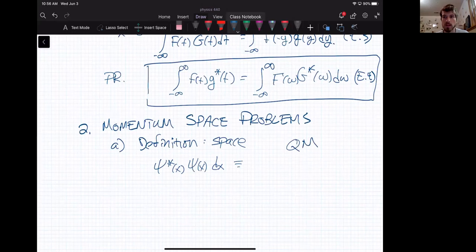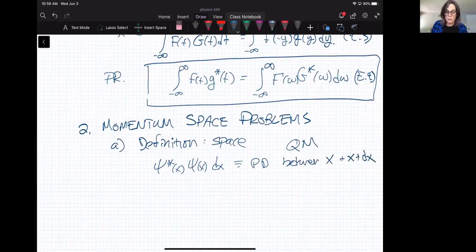The expectation value? Sorry, Nick. Well, it's not quite the expectation value, right? Because in order to do the expectation value, we actually have to do the integral. The probability. Say it again? The probability. Right, so this is the probability density, technically, that a particle lies between x and x plus dx, right? So this is the density between x and x plus dx, right?